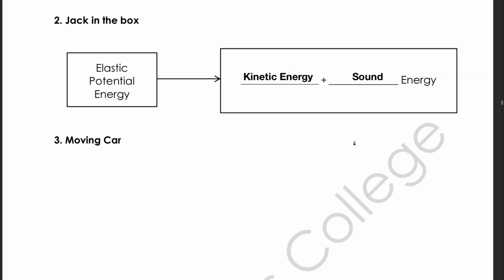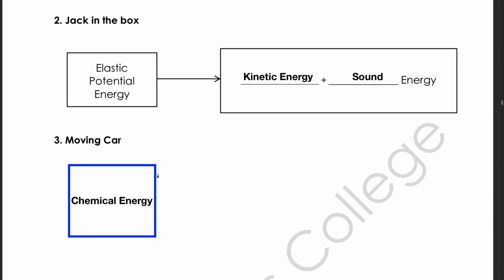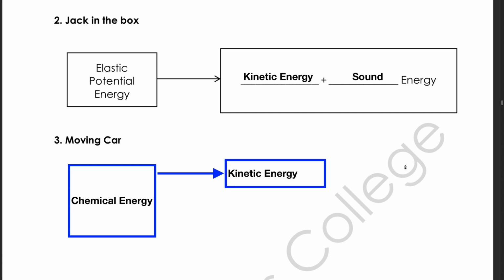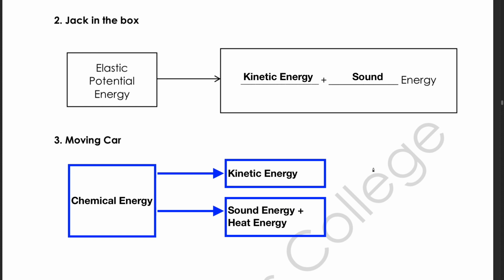The last example, a moving car. Now for a car to move, it has to have fuel. It has to burn its fuel. If it doesn't have any fuel, it can obviously go nowhere. So since it has to have fuel, we are going to start from chemical energy. That will turn into kinetic energy because the car is moving, but at the same time, it will be turning some of that chemical energy into sound energy and heat energy.